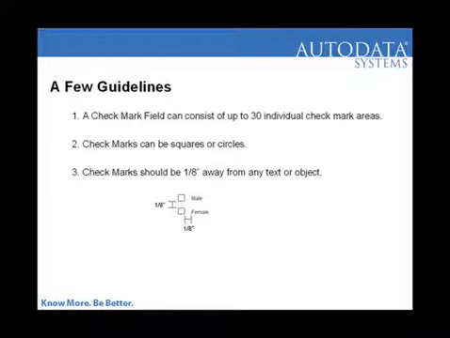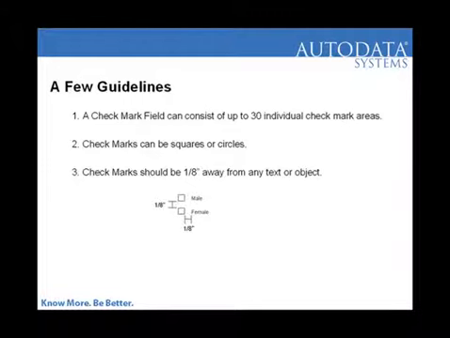Before I show you exactly how to create a checkmark field, there are a few guidelines and hints that I would like to share with you. First off, a checkmark field may consist of up to 30 individual checkmark areas. Second, checkmarks can be either circles or squares. There are times when you may want to differentiate between whether one is a multiple marks allowed or a single mark allowed. Giving you different shapes also allows you to customize the layout and the look of your form. So you may choose squares if you wanted to give it one type of look, and circles if you want to give it another look.